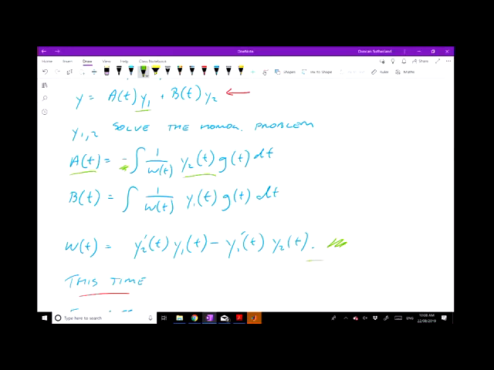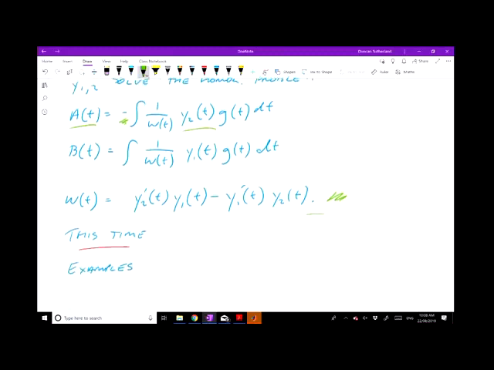This time, we will look at examples of how to solve problems with the method of variation of parameters. Where was I? I told you you didn't have to memorize it. It will somehow be given to you. But just remember this form so you can keep track and not make silly errors.